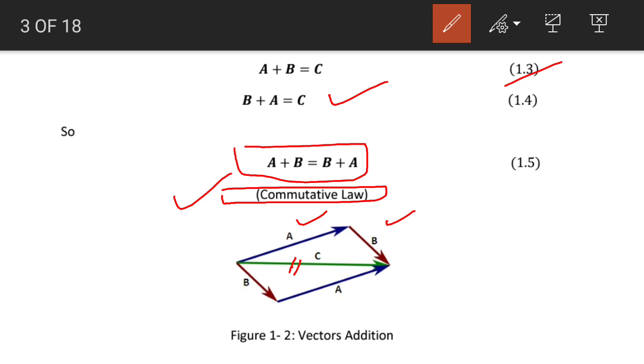In order to prove commutative law, we change the order of these two vectors. Now we add B and A in accordance with the head to tail rule, and the addition of these two vectors according to the head to tail rule results in the same vector, that is C. So you see, we can add two or more than two vectors in accordance with the head to tail rule, and the addition of vectors obeys commutative law. We can change the order of the vectors. The result does not change.